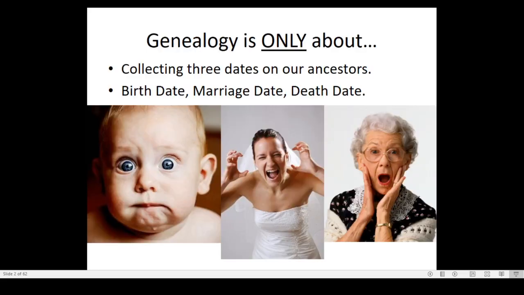Genealogy is only about 3 dates: birth, marriage, death. Believe it or not, there are some genealogists that think that way. They think that when they have found a birth and a marriage and a death, their job is over. Well, they're missing out on a lot. They really are. There's so much more available out there.